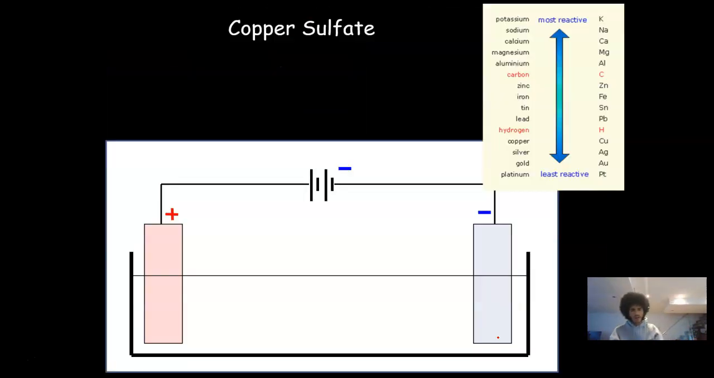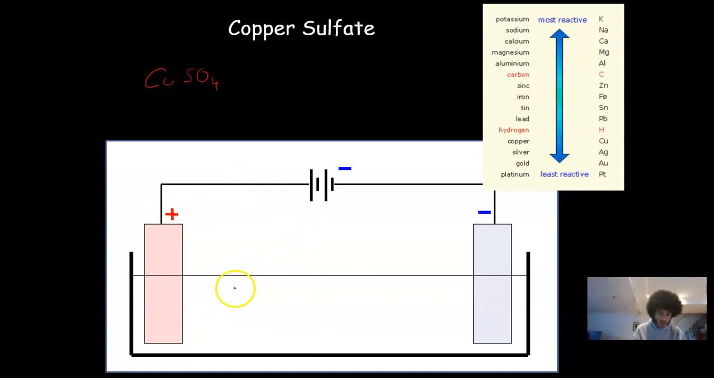So let's start with copper sulfate. Now, copper sulfate, if we have a look at the equation, it's CuSO4. Now, when you work on problems like this, you may want to draw out the ions in a diagram like this if you really want, in order to help you visualize it. I will.